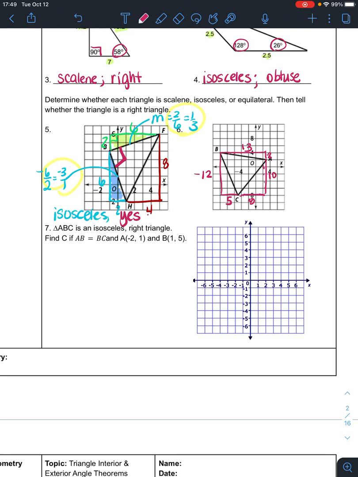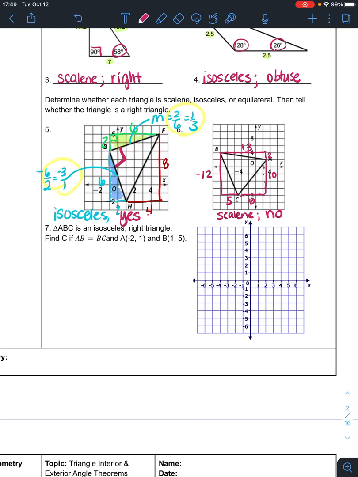And so obviously none of those are the same length. None of those would result in the same Pythagorean theorem. And so this is a scalene triangle. I can also see very quickly that 5 and 12, or 12 and 5, and 13 and 2, and 10 and 8 are not going to result in opposite reciprocal slopes. And so the answer is no, it is not a right triangle.